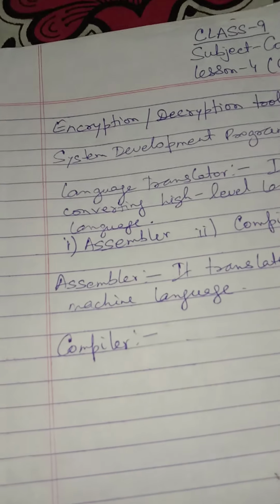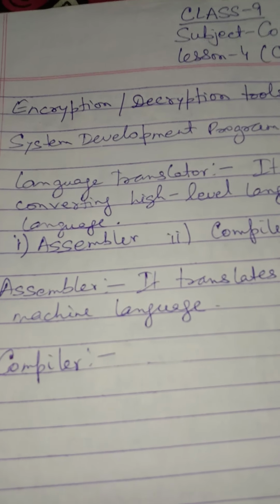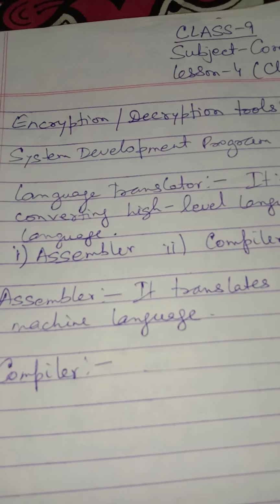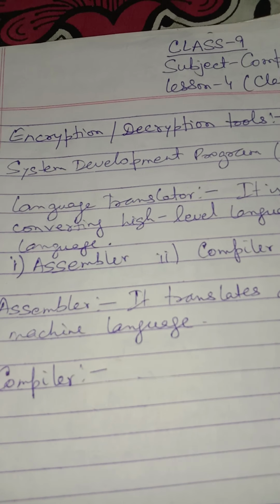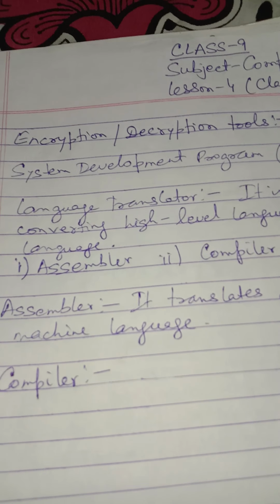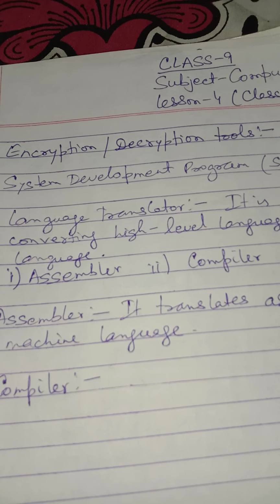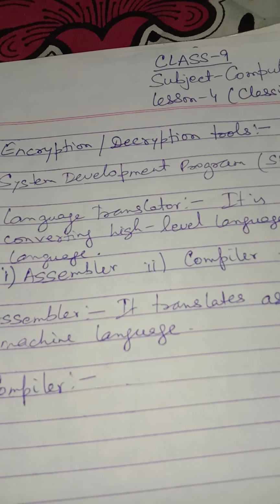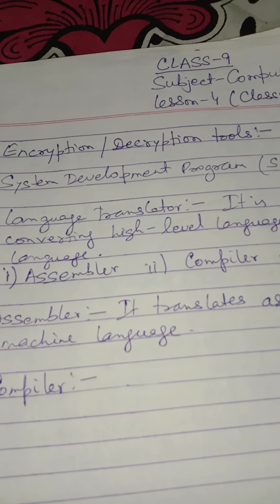Next, we have the compiler as a language translator. So what is compiler? A compiler translates a program written in high-level language into machine language. It translates the whole program in a single go, meaning it takes the entire program and checks if there is any error or not. If the program is error free, it compiles or translates the entire program into machine code. So the execution of a compiler is much faster compared to the other translators.